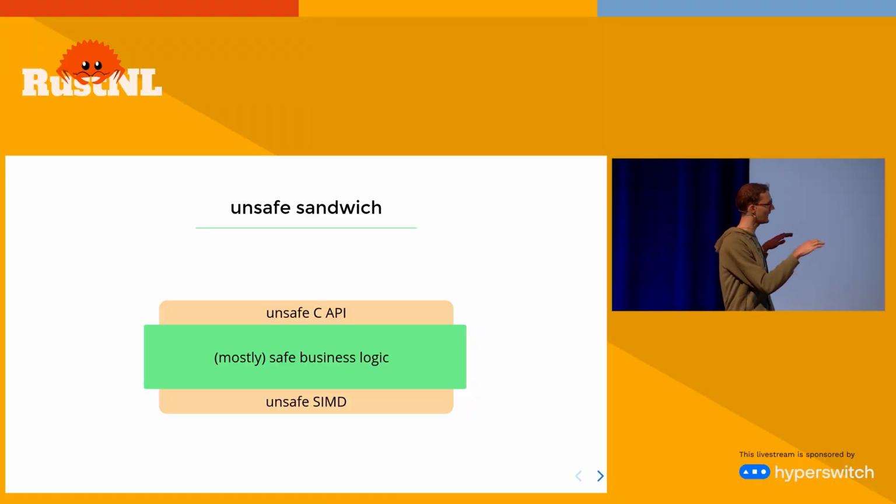At the very bottom, we have SIMD and even some inline assembly to achieve the performance that we want. And we can't get around the unsafety here, probably ever. And then in the middle, we have mostly safe business logic. There's some unsafe in there dealing with uninitialized memory, but the code comes from the standard library. It's just not stable. And so over time, we can hopefully get rid of that.